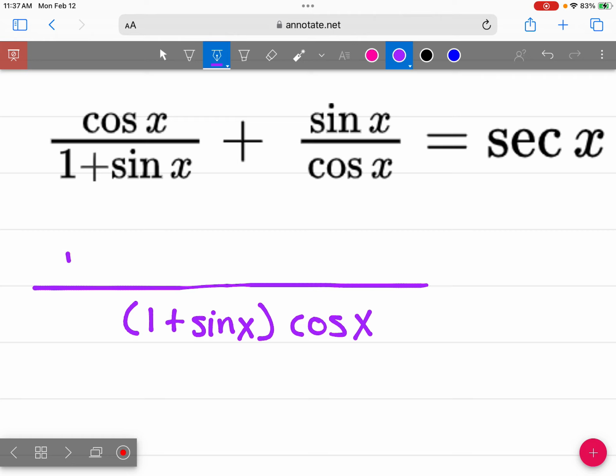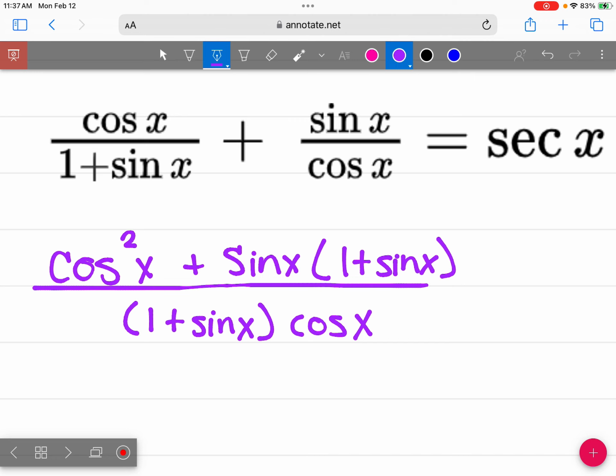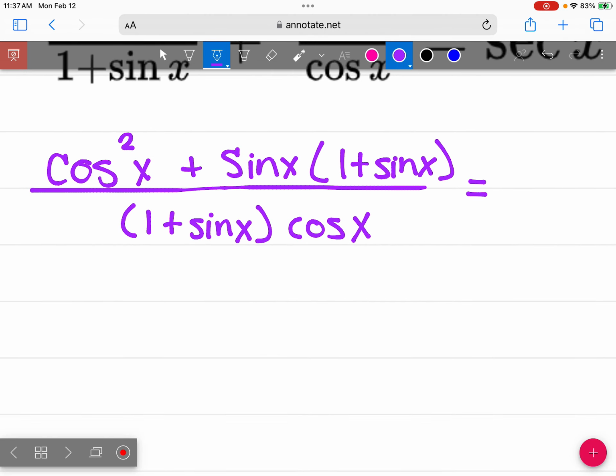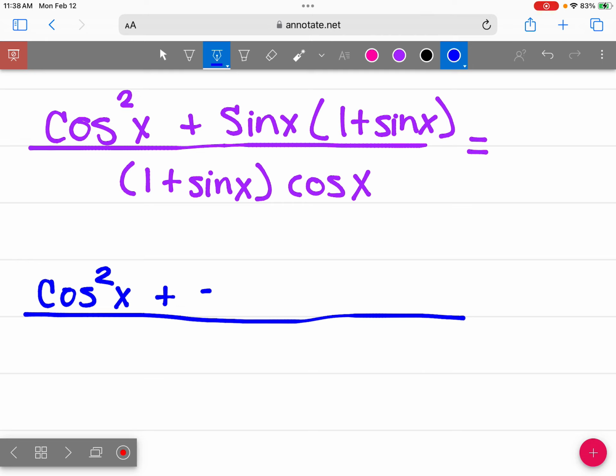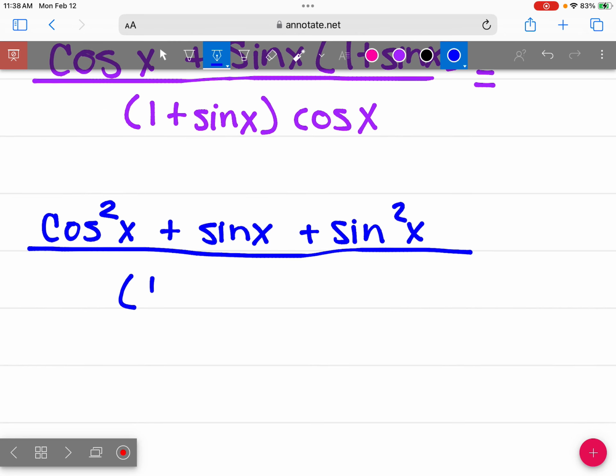So then our numerator is going to be cosine squared x plus sine of x times the denominator for my left one, 1 plus sine of x. So then we're going to do a little multiplying out on the top. I'm going to leave my denominator unmultiplied at this point. So we're going to have cosine squared x plus sine x plus sine squared x over my same denominator.